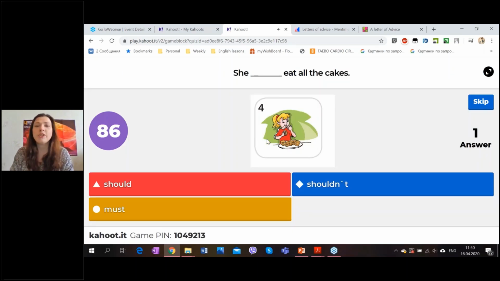She eat all the cakes. She should eat all the cakes. She shouldn't, or she must eat all the cakes. What do you think here?